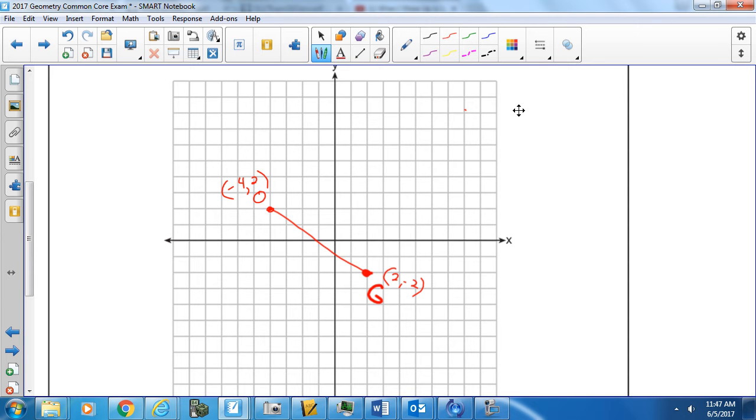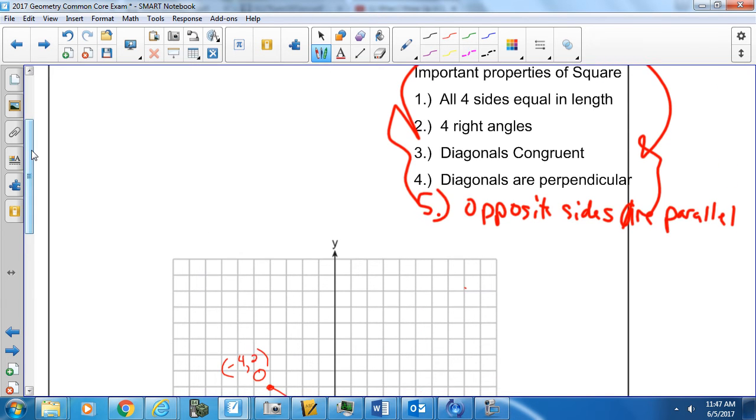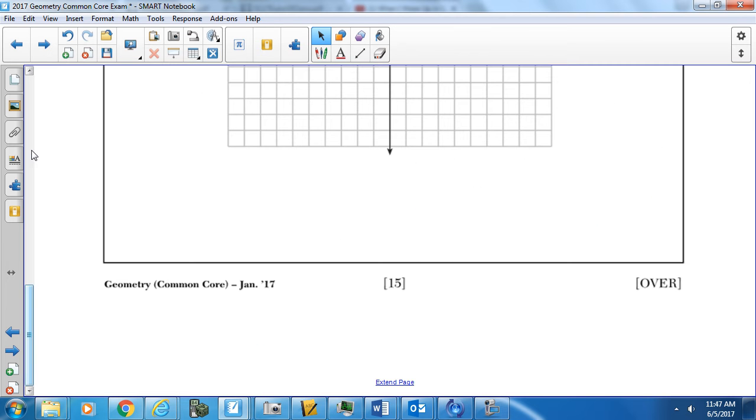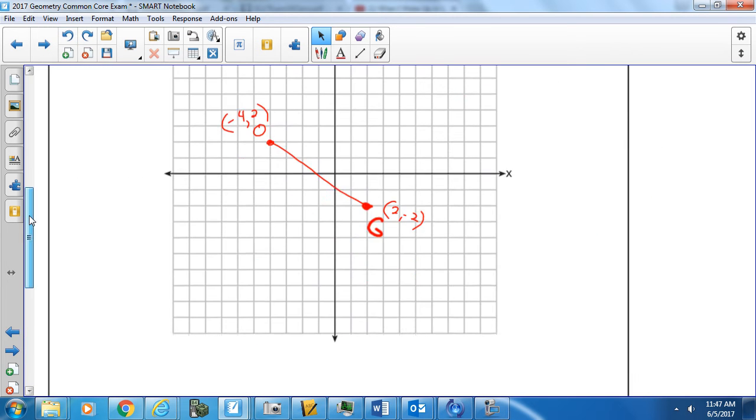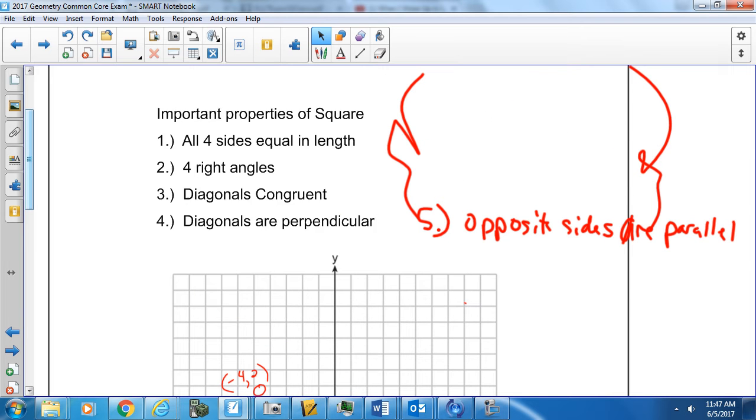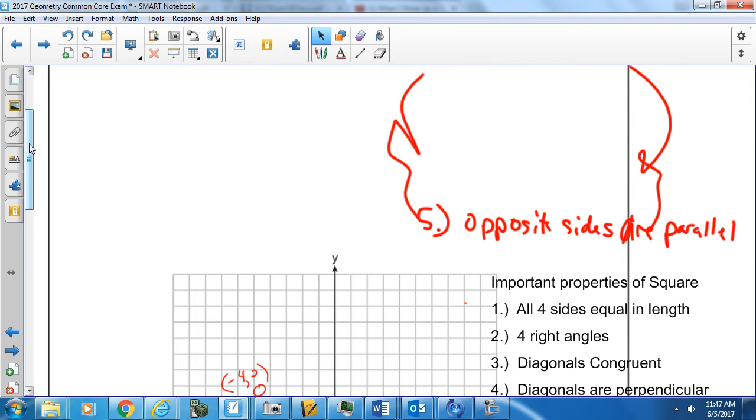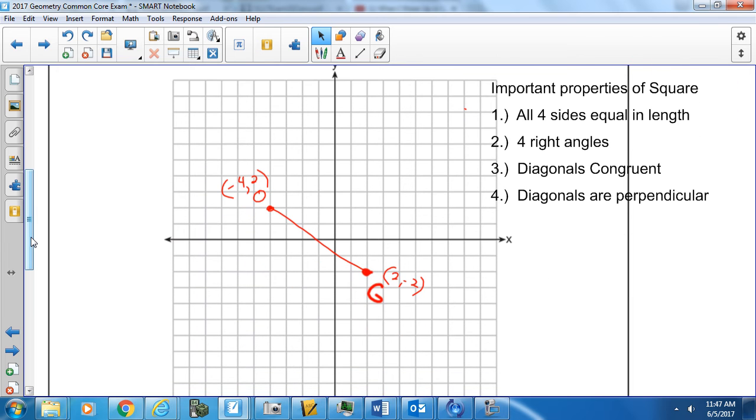Now, a couple of things. I'll move these properties down here so we can see them. All right? Now, we know that the diagonals are congruent in a square and they are perpendicular. Now remember, if two lines are perpendicular, they are going to have negative reciprocals of each other. So let's figure out the slope of OG here. Slope of OG. That might help us out.